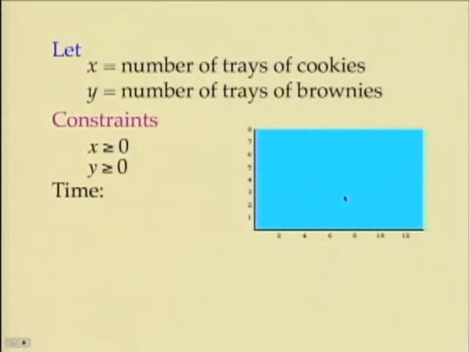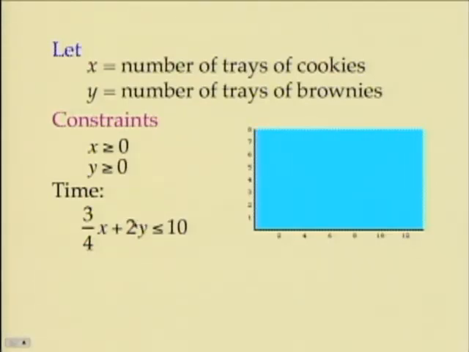But if I start to look at the other constraints, the time constraint is that I have a maximum of 10 hours to spend on this project. It takes me 45 minutes to fill a tray with cookies, so that's 3/4 of an hour. I'm doing things in terms of hours. And it takes me 2 hours to put together, bake a tray of brownies. So depending on what X is, however many trays of cookies I have, I'm going to multiply by 3/4. However many trays of brownies I have, I'm going to multiply by 2.